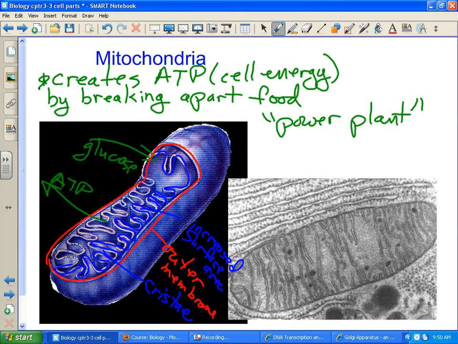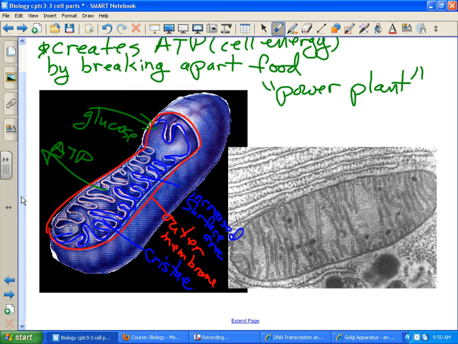Can you see them on the real picture? Kind of. So right here, all these little things, that's the inner membrane, that's the cristae. And I always think the mitochondria looks a little bit like a potato.